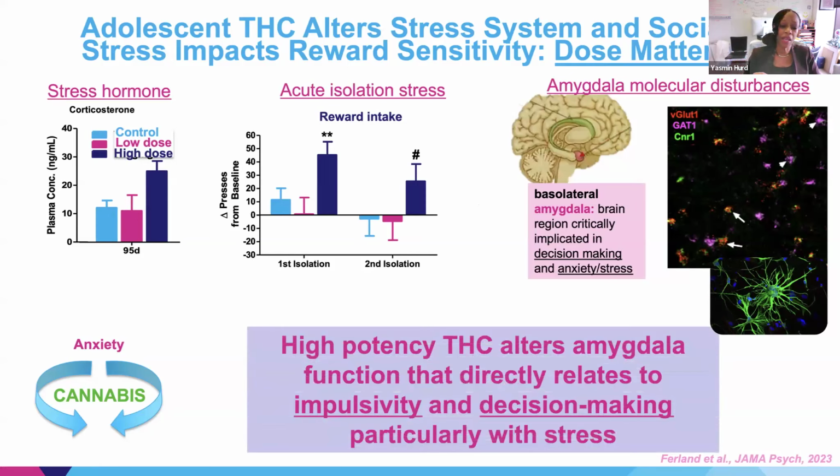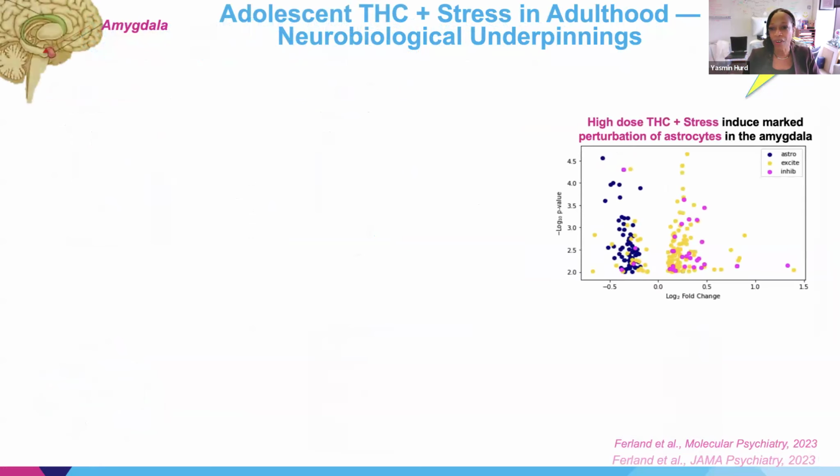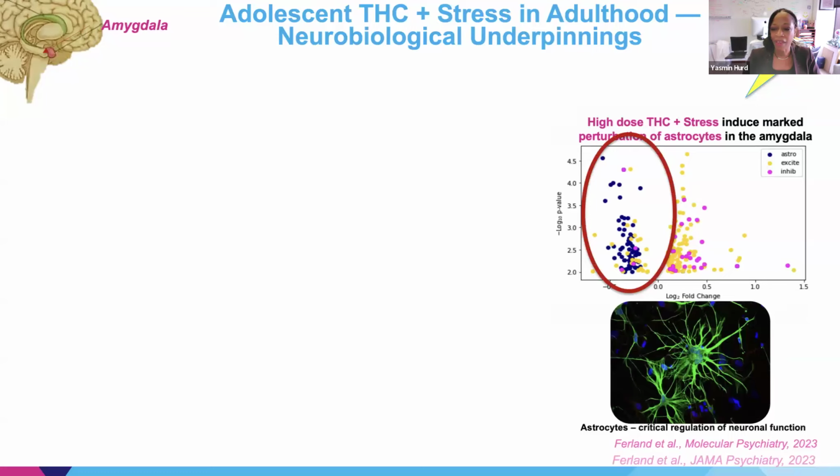And we can see that it's a high potency, highly concentrated THC that alters amygdala and even prefrontal cortical function, which relates directly to their impulsivity and decision making, but mainly when they're stressed. So there is this combination of high dose adolescent THC exposure and then stress in adulthood.